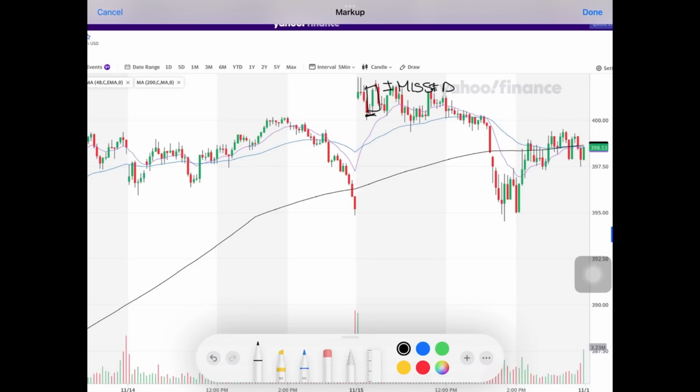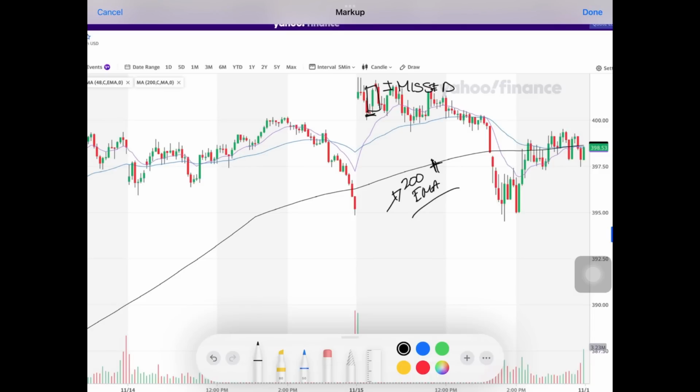Really quickly, a quick lesson. I used the 14, the 38. I used the 13 and the 48 along with the 200 EMA. So this black line is my 200 EMA, okay? Exponential moving average. That's what this black line is right here.